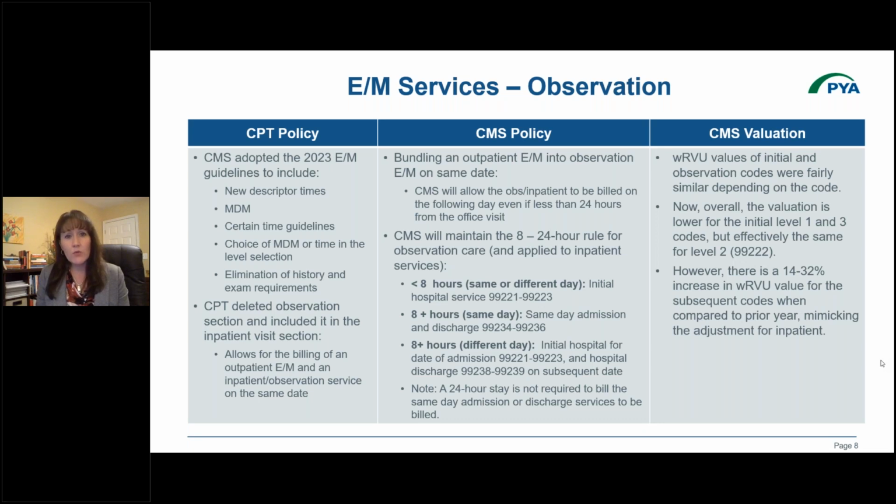A lot of the volume will be in that level 2 initial service, but those subsequent visits tend to be the highest volume because you're seeing the patient routinely after that initial visit, and those volume codes will have an increase. But that change is basically mimicked in the observation codes as compared to 2022.